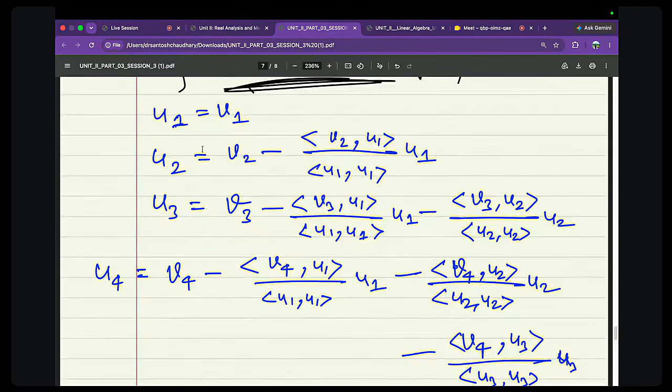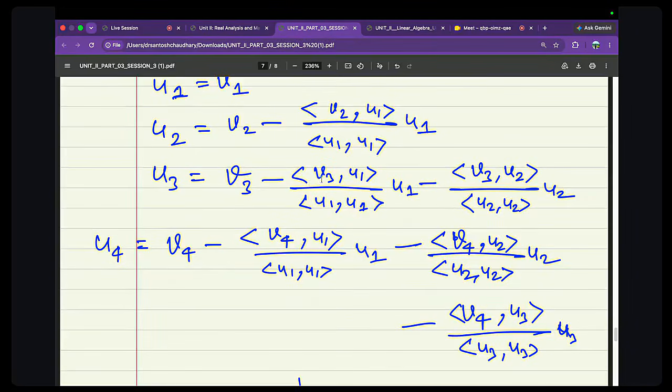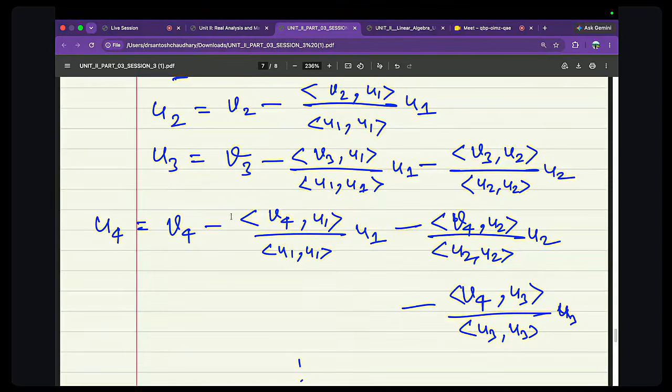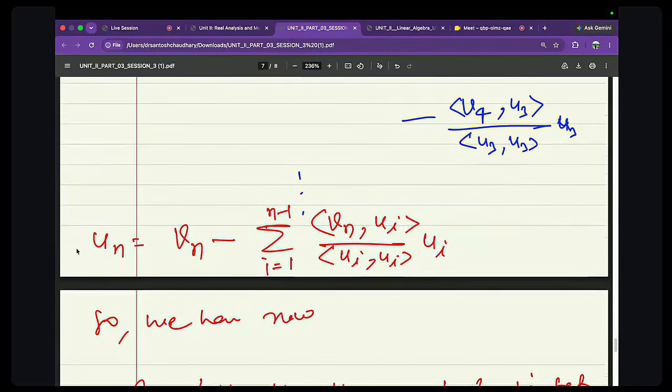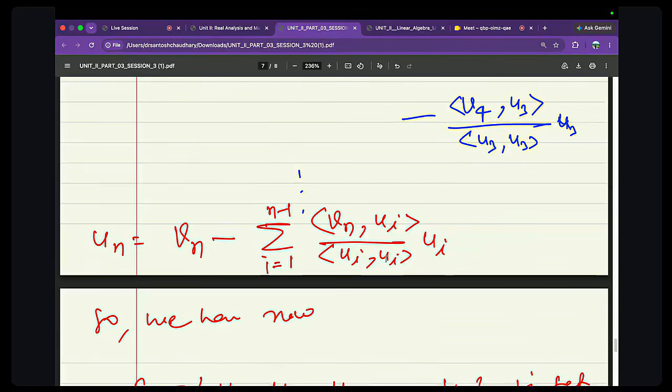That we have already seen. U1 you take just V1, U2 you take V2 minus inner product of V2 with U1 upon U1 with U1, times the U1 vector. And U3 similarly, V3 minus V3 U1 inner product over U1 U1 inner product times U1, then V3 U2 inner product over U2 U2 inner product times U2. U4 you can take V4 minus V4 U1 over U1 U1 times U1, and then V4 U2 over U2 U2 times U2, and so on. And similarly, you can go as many as you want. In general, Un is Vn minus summation of Vn Ui inner product over Ui Ui inner product, times Ui. This Ui Ui inner product is norm Ui square actually.